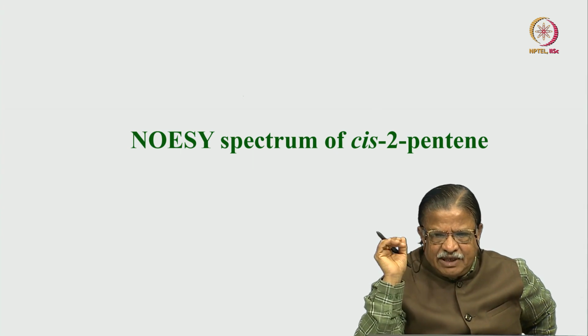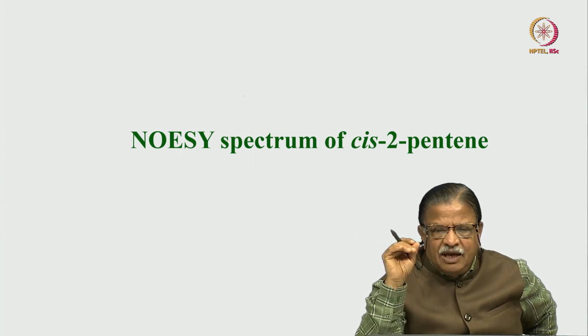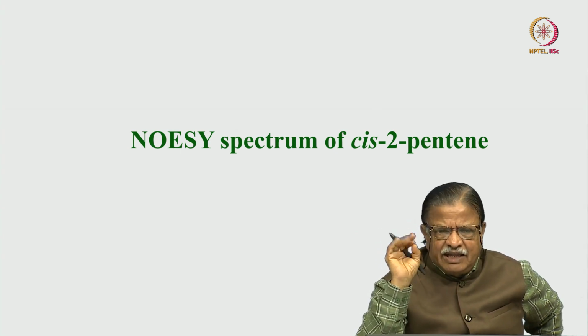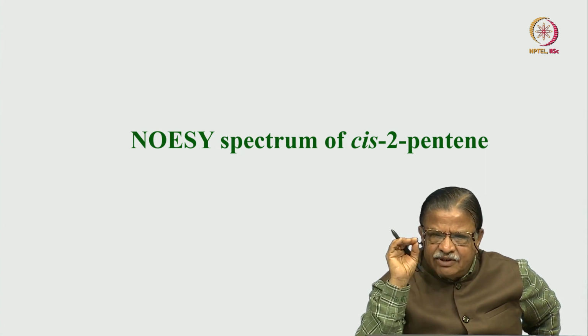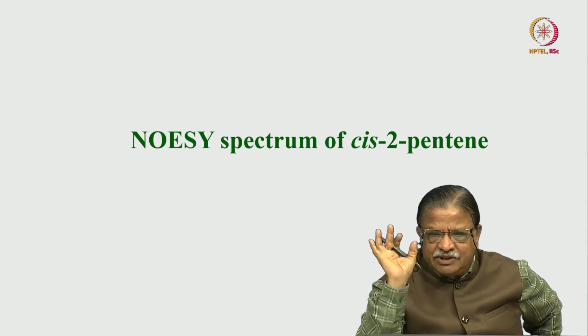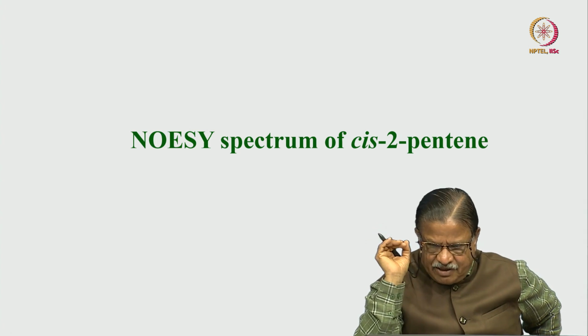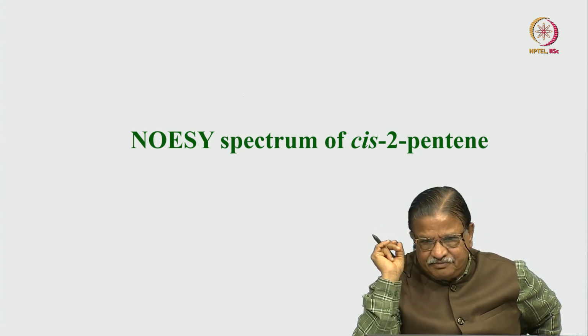We are using a 3-pulse sequence. I am not discussing the many gradient varieties of modifications that are there. I am not discussing that. Only the NOESY spectrum: how do you interpret the NOESY spectrum? A simple NOESY spectrum. We will take a couple of examples.